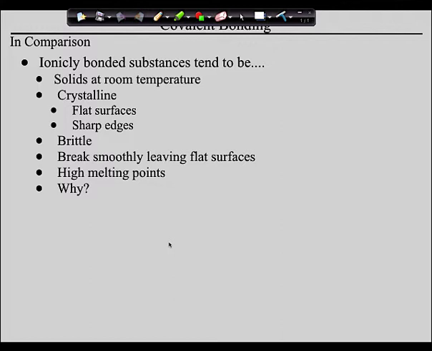The lattice. That's it. Guys, every single one of these realities can be tracked back to the idea that table salt on an atomic level looks like this. So, why is it that these things tend to be solids at room temperature, which maps itself back to the fact that they have very high melting points? Why is that true? Looking at this.